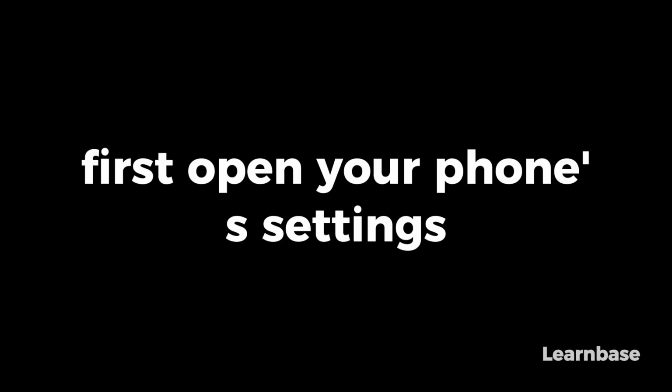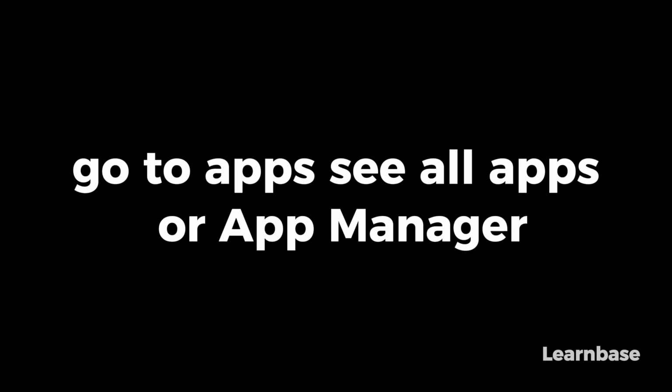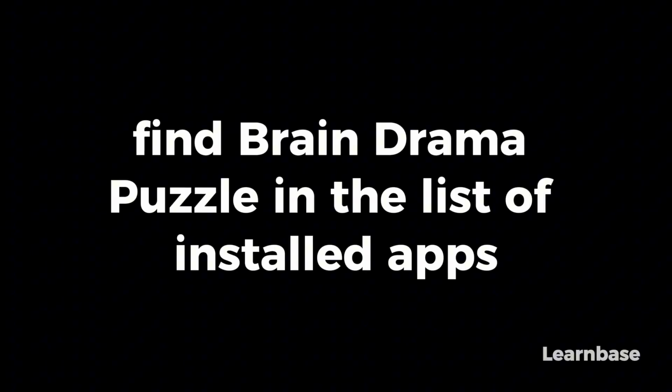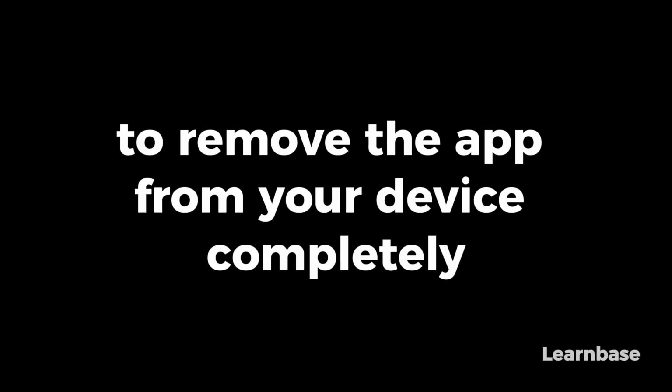First, open your phone's settings. Go to Apps, see All Apps or App Manager, depending on your device. Next, find Brain Drama Puzzle in the list of installed apps. Tap on it to open the app info page. Now, tap Uninstall. Confirm the uninstall to remove the app from your device completely.